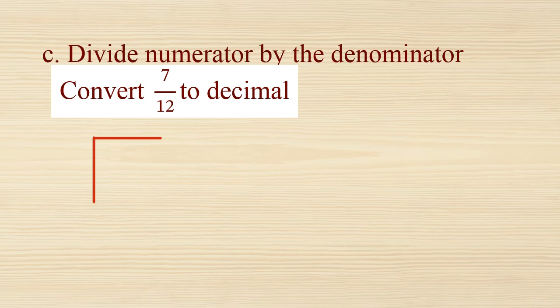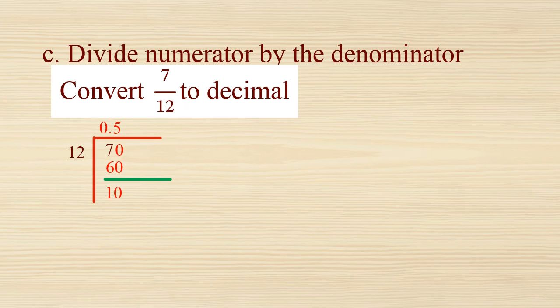The third method is to divide the numerator by the denominator. Example, convert 7 over 12 to decimal. To convert 7 over 12 to decimal, we draw a line similar to the one you are seeing on your screen. We put the 7, which is the numerator, inside the line and the 12 outside it. So when you look at it, 12 cannot go into 7. So we write 0 at the top and put a point, and we add 0 to 7, which makes it 70. 12 can go into 70 5 times, and 5 times 12 is 60. We subtract 70 minus 60, we get 10.